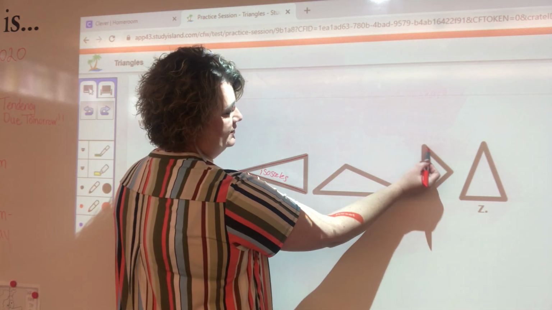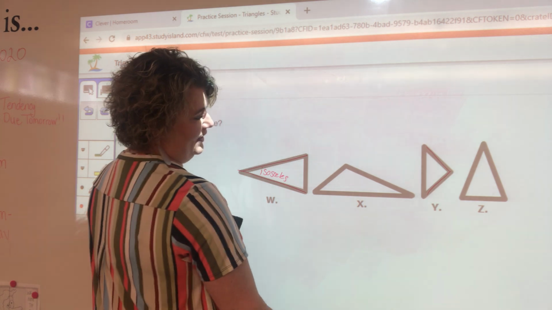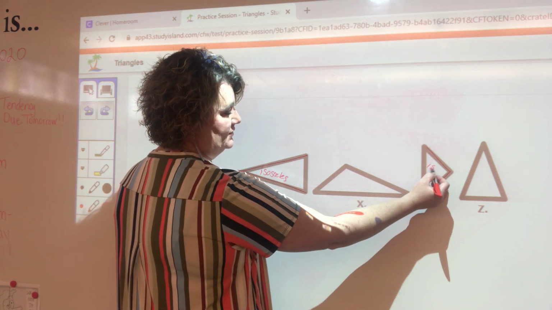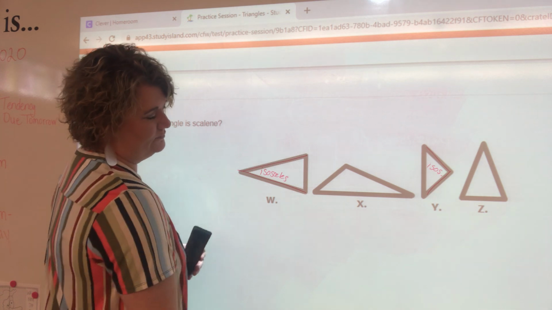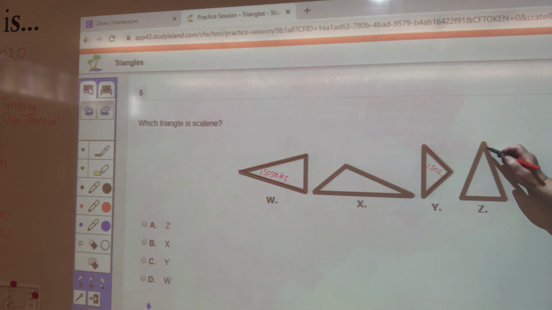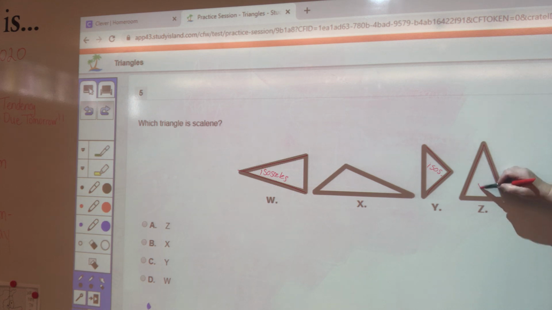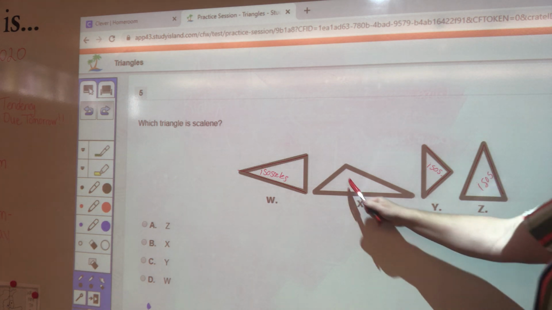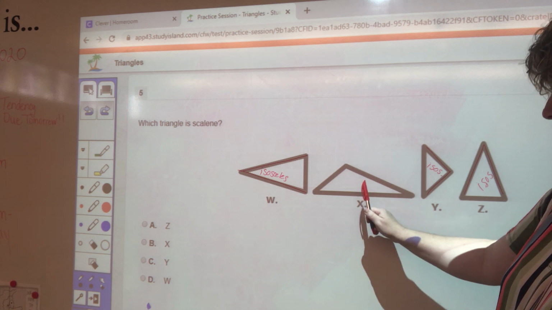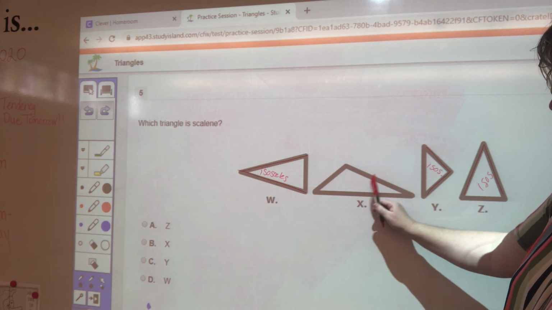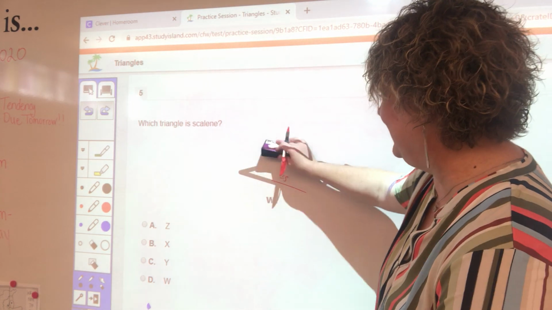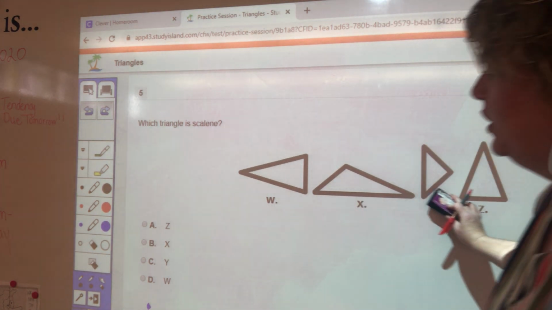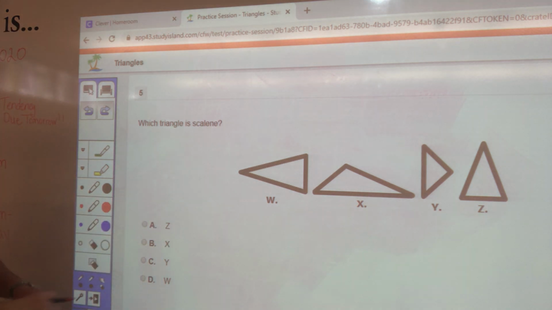If you look at this, that and that are exactly the same. This side's longer. That's isosceles. Letter Z, same thing. That looks just like a Christmas tree. That side and that side, that's isosceles. But I can tell you right now, that's shorter than that, and that's shorter than that. So this is the longest, this is the middle length, and that's the shortest length. Meaning nothing's the same. And that's the very definition of what scalene is. So that's letter X, which is actually letter B. B's a popular choice, isn't it?